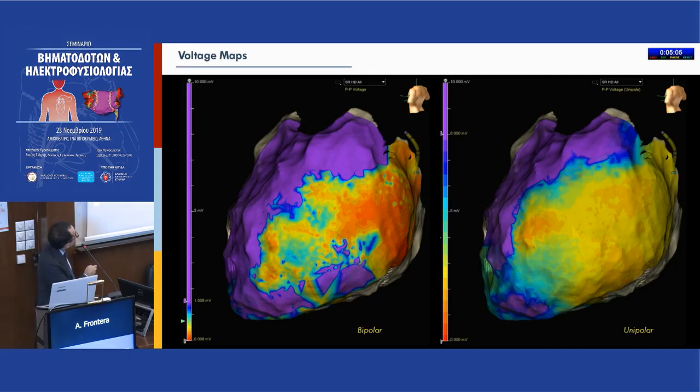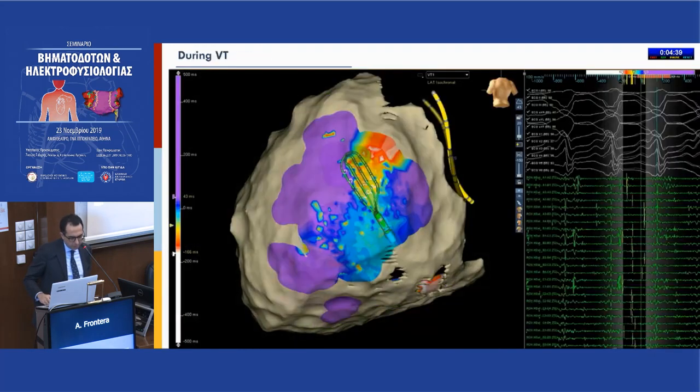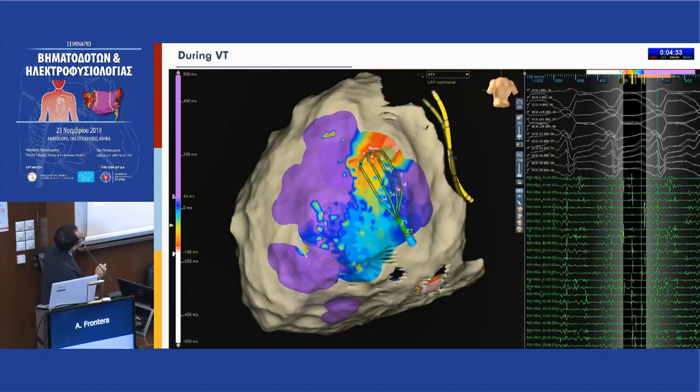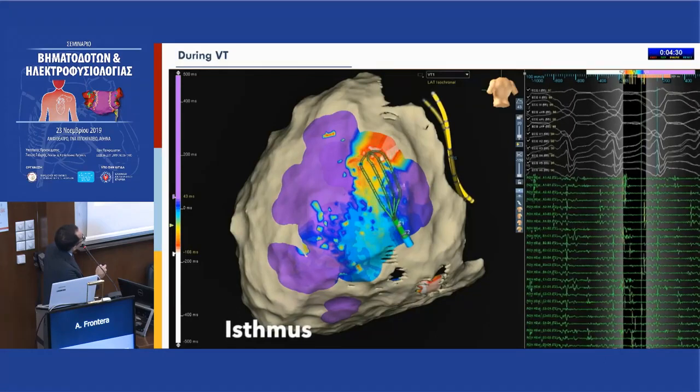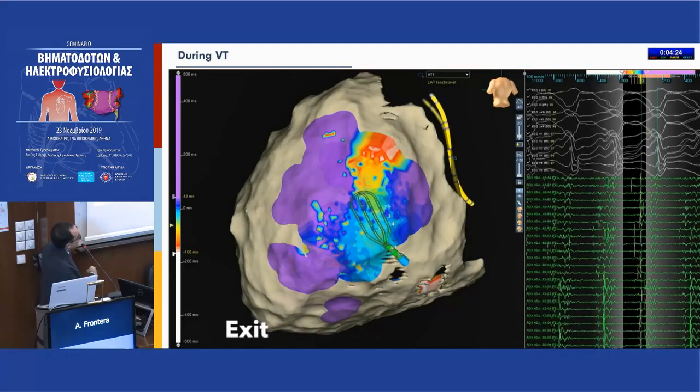This is another case, a patient with myocarditis, with an epicardial scar. You see very huge, and also the unipolar was concordant with the bipolar. And when we were mapping, you see there is an area of late potential, coming very late after the QRS, and the core of the late potential is in this area. And this is what we have found. You see the activation. So this is the entrance. A little bit down is the isthmus. Here you see the mid-diastolic potential, and a little bit down is indeed the exit.